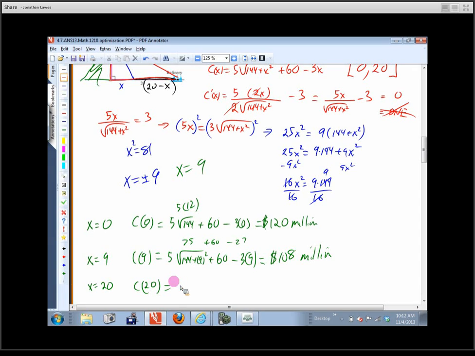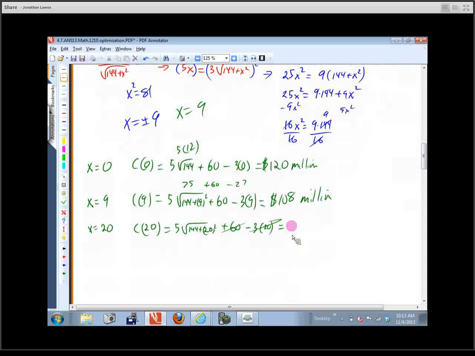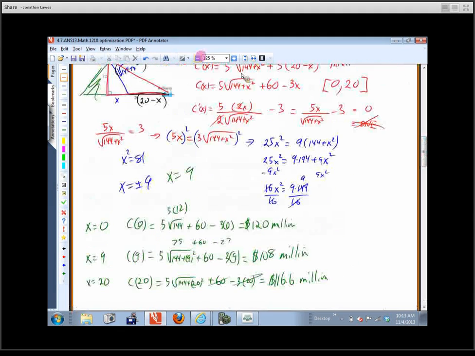And then the last one right here, so this is going to be 5 times the big square root of 144 plus 20 squared, plus 60 and then minus 3 times 20. So 60 minus 60 right there, right? So I end up with 5 times the square root of 144 plus 20 squared. And can somebody tell me what that is? Okay, 116.6? $116.6 million.